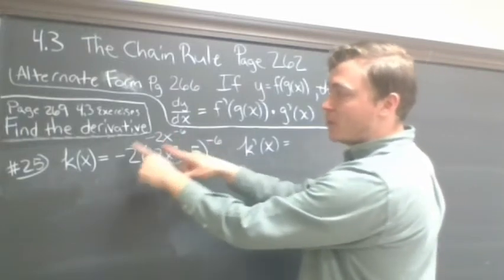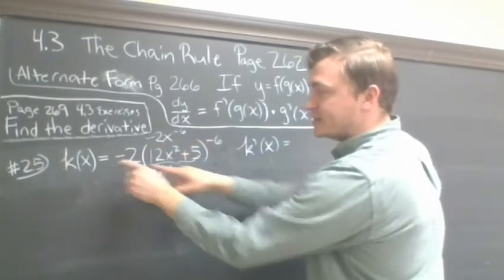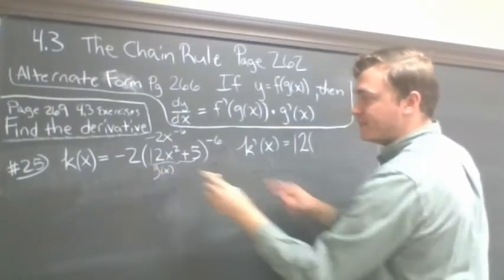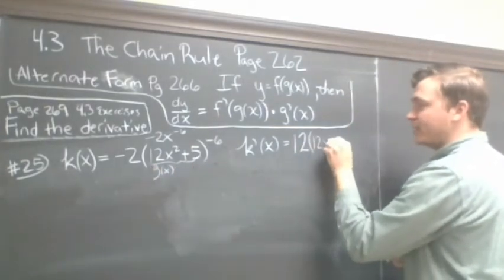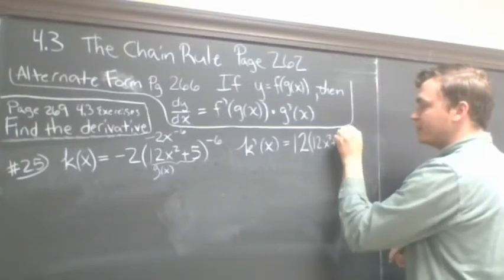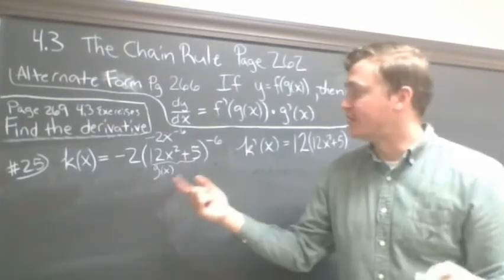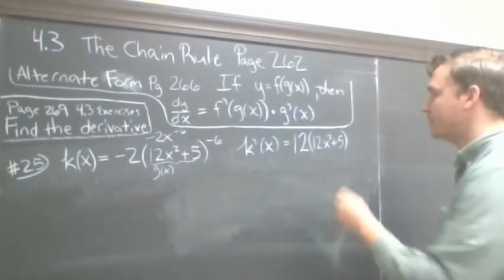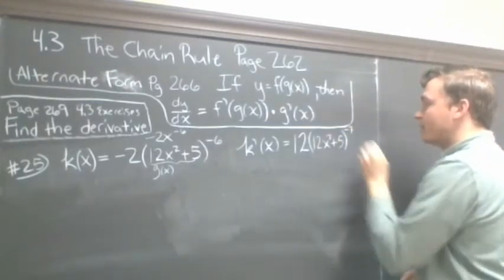Take the exponent and multiply it out front. Negative 6 times negative 2 is a positive 12. We're treating this as the variable, so this stays the same, 12x squared plus 5. But now what are we supposed to do using the power rule? We want to subtract 1 from the exponent. Negative 6 minus 1 is negative 7.